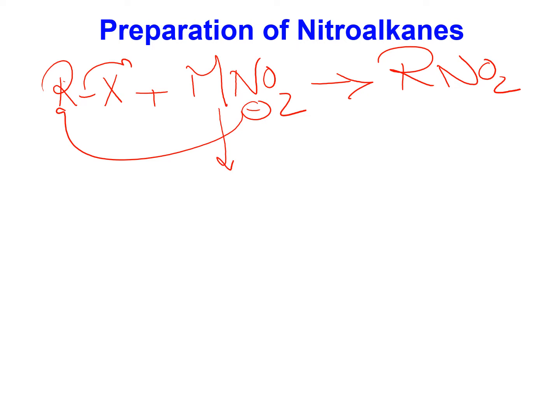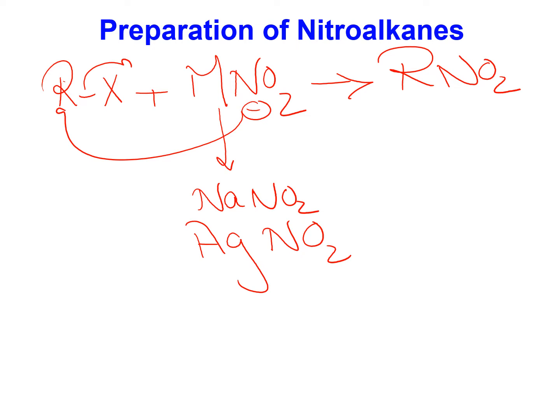This metal can be sodium. In this case, you're dealing with sodium nitrite. It can be silver, and in this case, you're dealing with silver nitrite. Definitely, in industry, we never use silver, because in industry they're trying to reduce the cost of preparation of any material they are preparing.